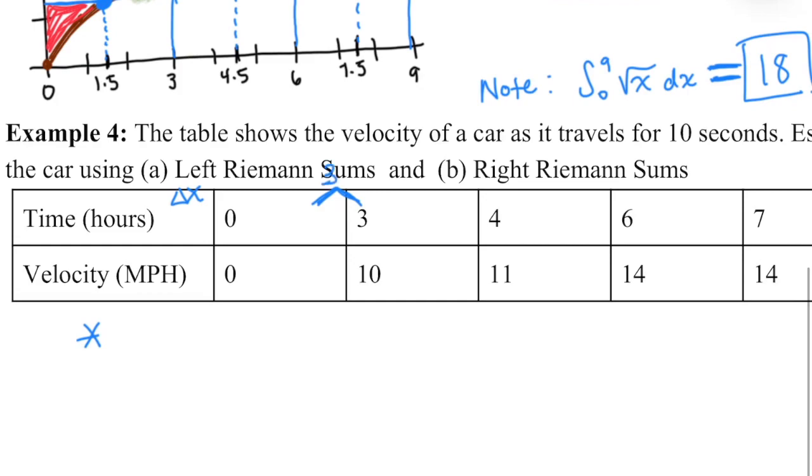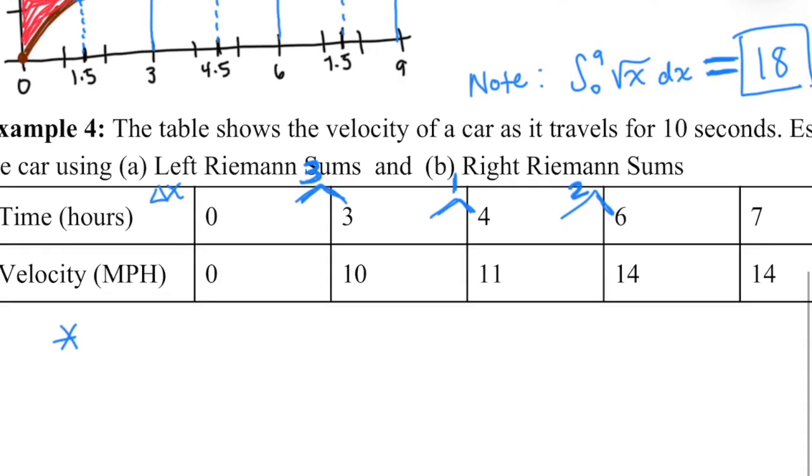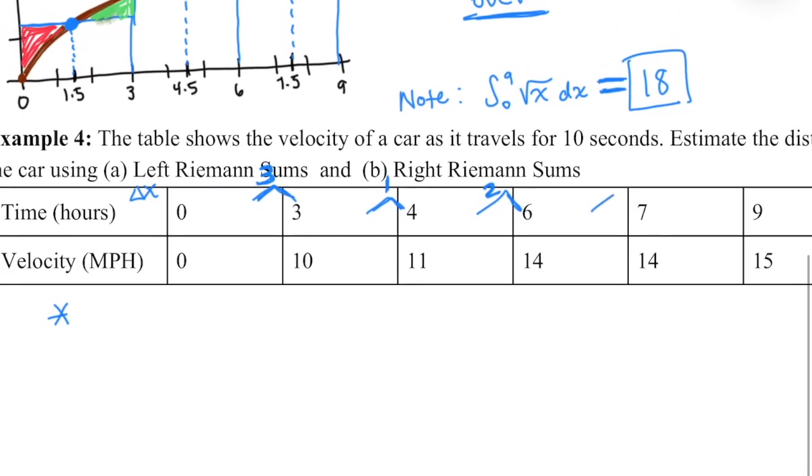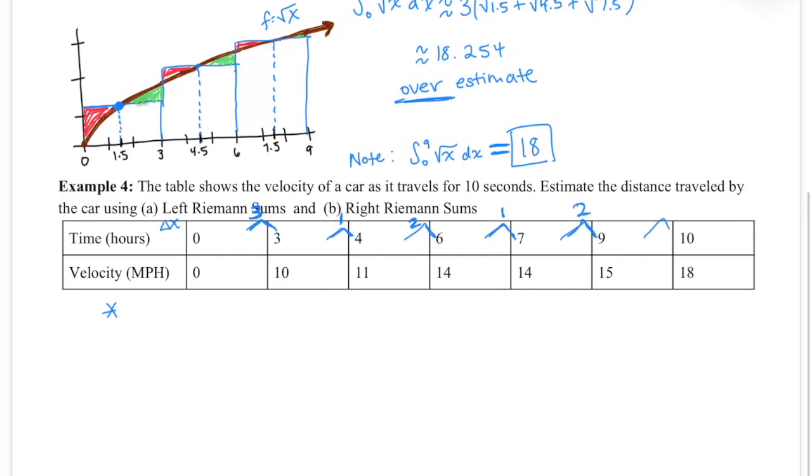I'm sorry, I should have put a space here. This is annoying. But right here, the change between 0 and 3 is just 3. The change between 3 and 4 is 1. The change between 4 and 6 is 2. So I'm just finding the difference between them. The change between 6 and 7 is 1. The change between 7 and 9 is 2. And then lastly, the change between 9 and 10 is 1. So these are our values of the change in x.